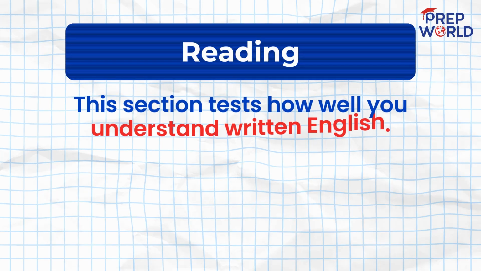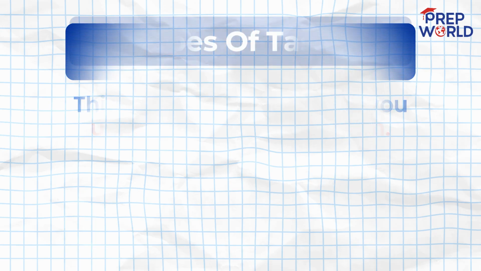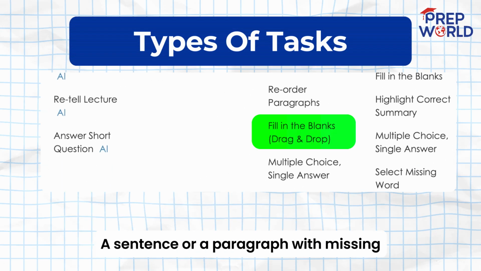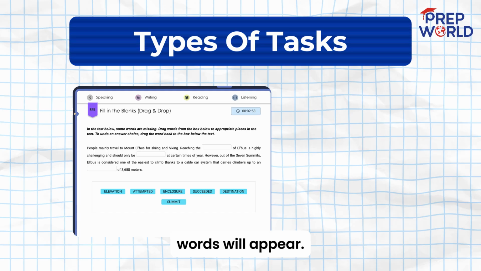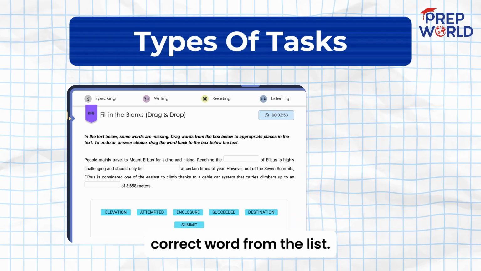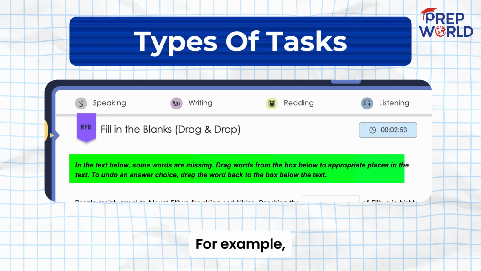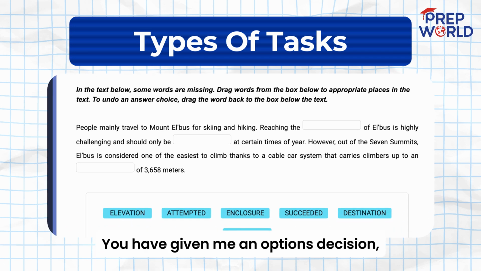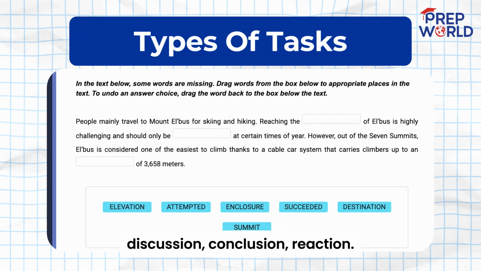This section tests how well you understand written English. It's short but tricky. The tasks include fill in the blanks, drag and drop. A sentence or a paragraph with missing words will appear. You have to choose the correct word from the list. For example, the committee was unable to reach a blank. You are given options: decision, discussion, conclusion, reaction. Your answer would be decision.